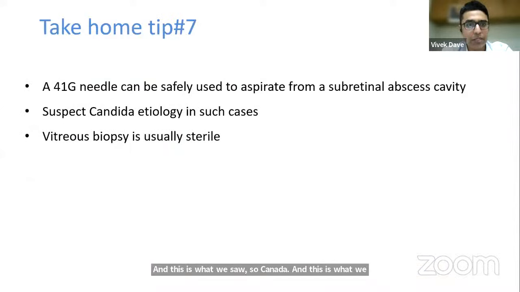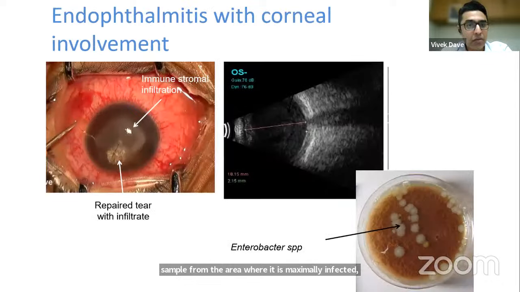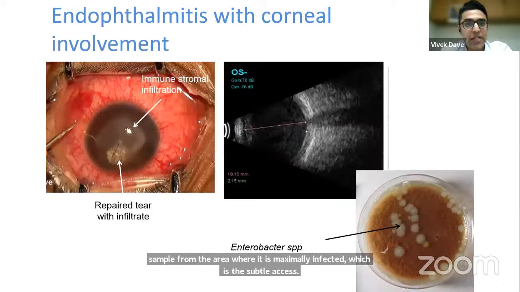So the next take-home tip is that a 41 gauge needle can be safely used to aspirate from a subretinal abscess cavity. Often you have to suspect Candida etiology in such cases. Vitreous biopsy in these cases is invariably sterile. Hence, it is very important to pick up the infected sample from the area where it is maximally infected, which is the subretinal abscess.